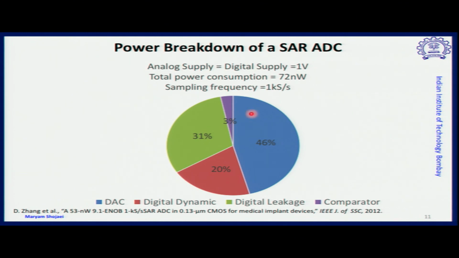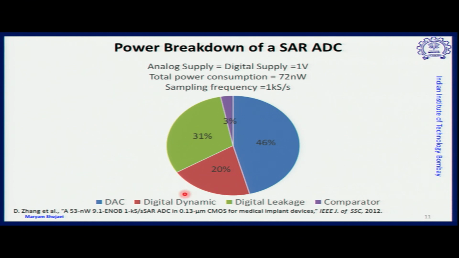It is good to look at this pie chart and get some idea of the practical contributions. In this application, analog and digital supply are both 1 volt. Total power consumption for one complete round of conversion is 72 nanowatts at a sampling frequency of 1 kilosample per second. Now it is very interesting to look at the contributions. First of all, comparator power dissipation is only 3% of the total power dissipation, which is very low. Therefore, it is not a bottleneck of energy consumption.